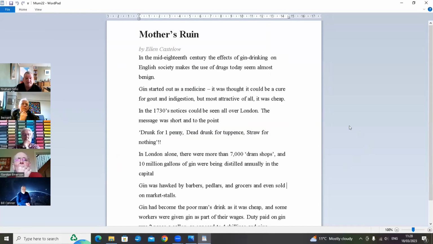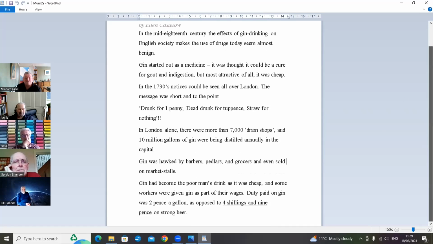In the mid-1700s, the effects of gin drinking and making use of drugs today seem almost benign. Starting out as a medicine, it could be a cure for gout and indigestion. It was cheap. They'd buy it all over London. Drunk for a penny, dead drunk for tuppence, straw for nothing. I don't know what that means. Any idea? Somewhere to lie down. Okay. In London alone, there were more than 7,000 shops and 10 million gallons of gin were being distilled annually in the capital. Gin was bought by peddlers and grocers and even sold on market stalls.